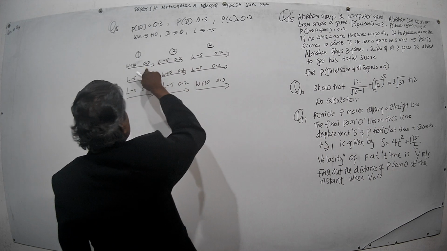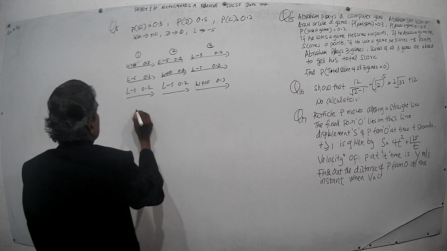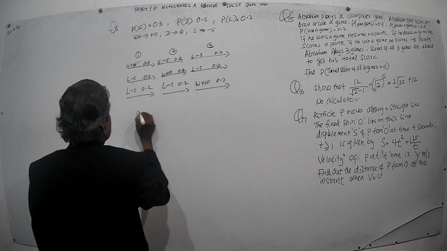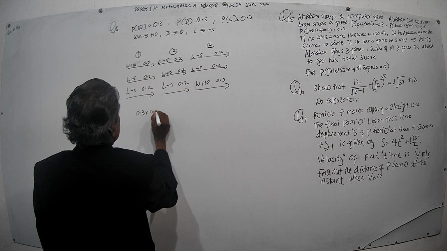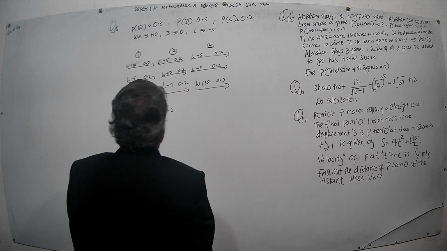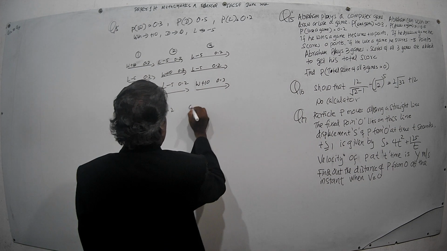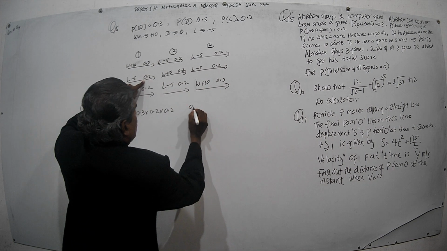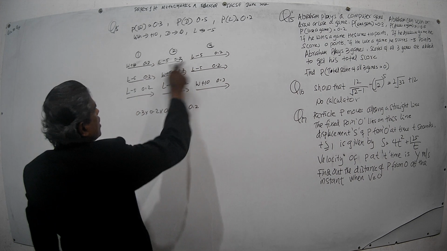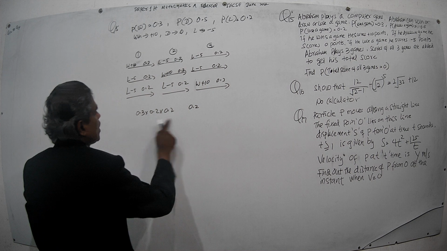Then this one is 0.3 into 0.2 into 0.2. That is the probability of the first one. These are branches along the tree diagram. You multiply the probabilities along the branch.